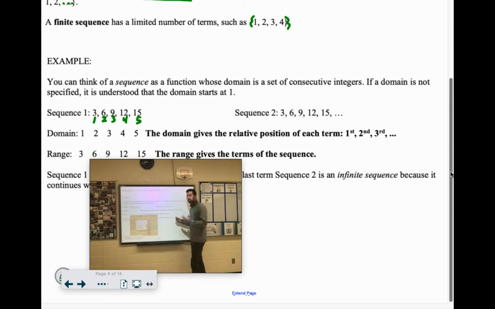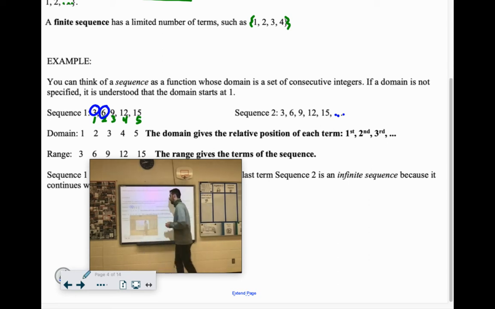And then the range is kind of like your output. Like when you have the first term, the output is 3. When you have the second term, your output is 6. So those are like your range values. So if you look, sequence 1, you don't see the dot, dot, dot. That is a finite sequence. Sequence 2 has the ellipses. So that means that sequence goes on forever, meaning it's an infinite sequence. So let's try some of these out. If I can go to the next slide.